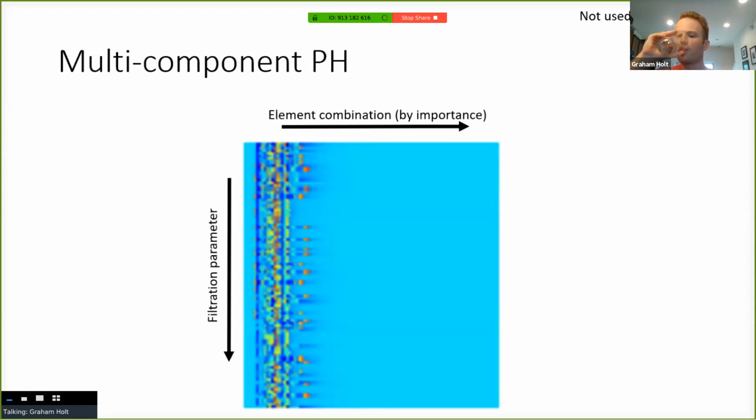And the multi-component persistent homology is quite similar. They're still selecting different element combinations. But what they've done is they've selected all of the element combinations, used a separate machine learning model to assess which element combinations are most predictive for different tasks, and they've ordered these element combinations by their importance. Otherwise, the other axis is just the same as those vectors. It's just the filtration parameter.